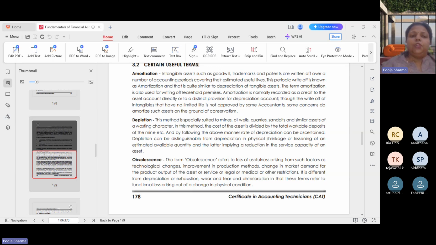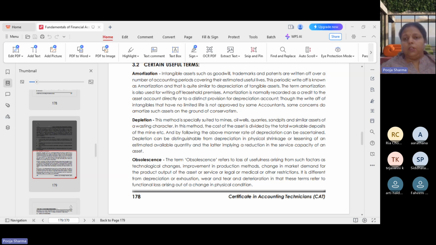And in the P&L account, the entry will be like this: amortization expense and accumulated expense. It will be calculated in the same way: cost of the asset minus residual value, or scrap value, divided by its estimated useful life. That is amortization. So the basic difference between depreciation and amortization is that depreciation is applicable only for fixed assets, but amortization is applicable only for intangible assets.